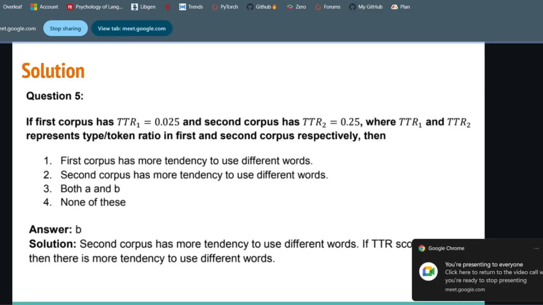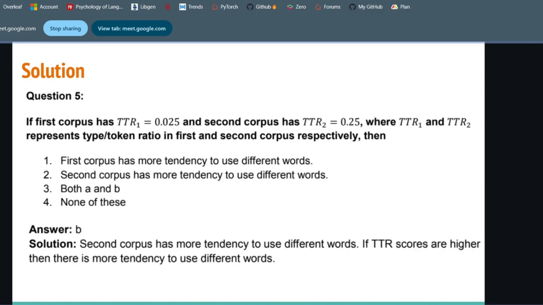So again, the intuition is that when we are calculating the type token ratio, when we see a higher type token ratio, that means we keep on encountering unique words as we go through the corpus, and that results in a higher count of number of types. And so the number of types and the number of tokens would have a comparable count. The number of types would be closer to the number of tokens, and that would result in a higher type token ratio.